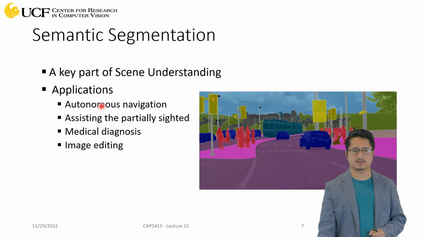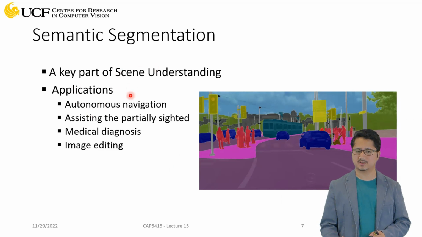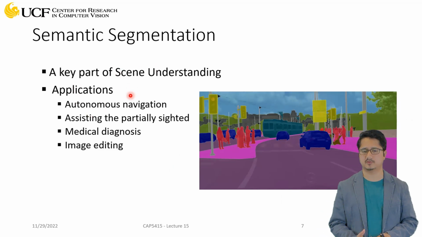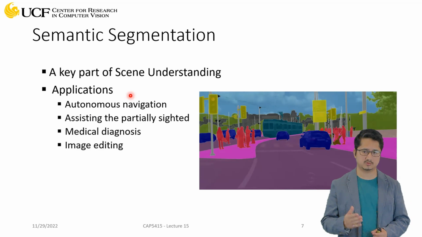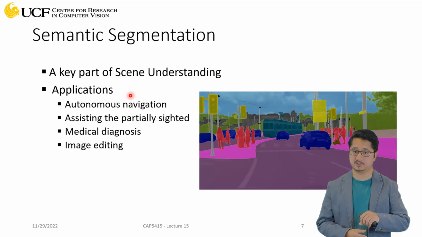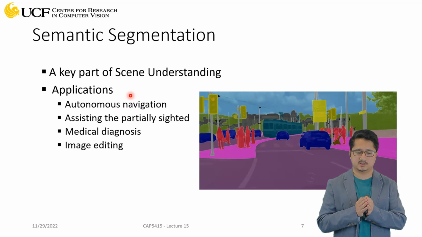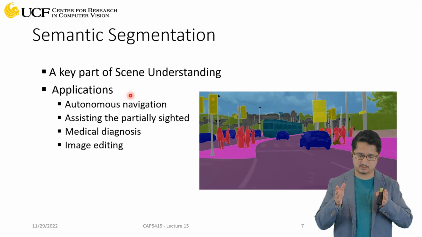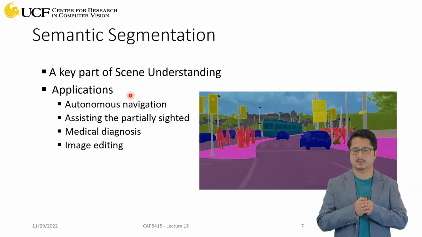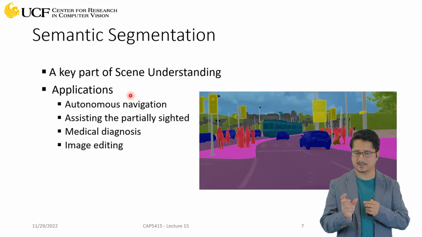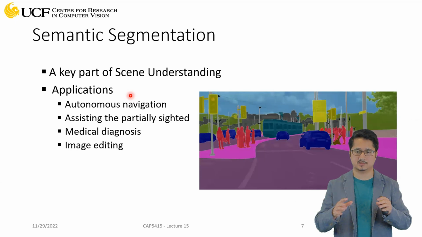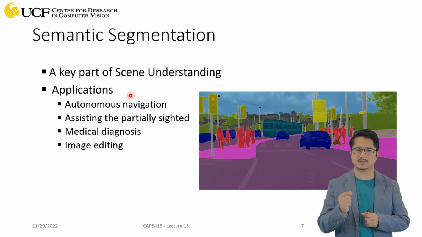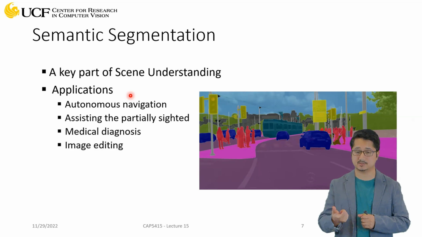So this is one key part of scene understanding. If you think about autonomous driving, as we discussed earlier, you have an automatic driving car with a camera which is capturing what's happening in the surrounding neighborhood. Then just saying that a car is present, a person is present, that's not enough.